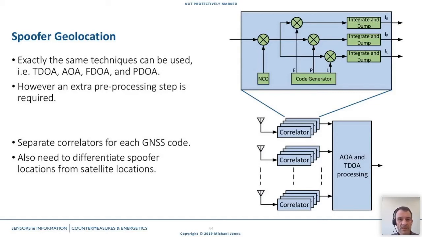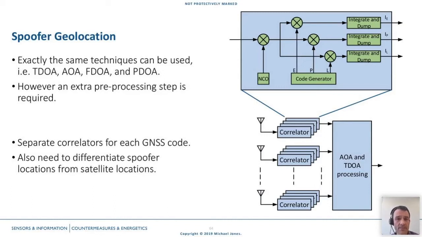So what I'm showing here in the top diagram there is a GNSS receiver. If you're familiar with GNSS, you'll recognize that as a GNSS correlator. You have to remember that a good spoofing attack usually sits below noise because it's trying to look like the GNSS signals. So unless you're very close to that spoofer, you may not see it at all with traditional techniques. So what we need to do is apply these GNSS correlators after our antennas before we do time difference of arrival or angle of arrival processing.